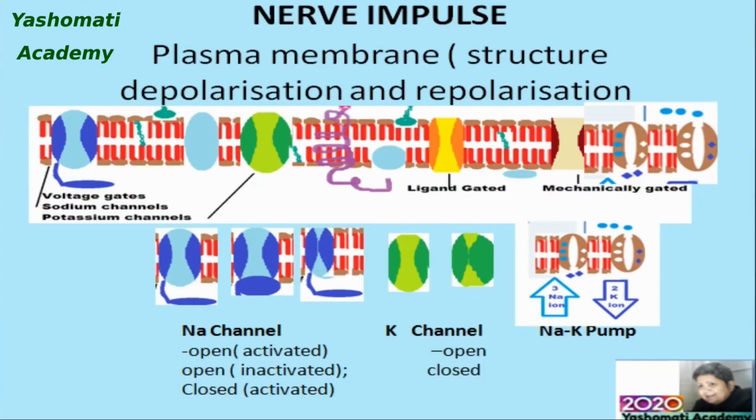Let us try to understand the differences between sodium channels and potassium channels. Sodium channels are those channels which are helping in transport of sodium ions from the outer side to the inner side, and potassium channels are those which are transporting potassium ions from inside to the outside. Another difference is that sodium channels are more in number in the plasma membrane as compared to potassium channels.